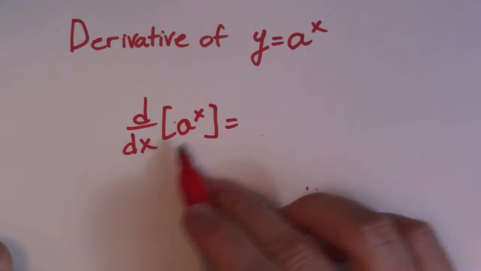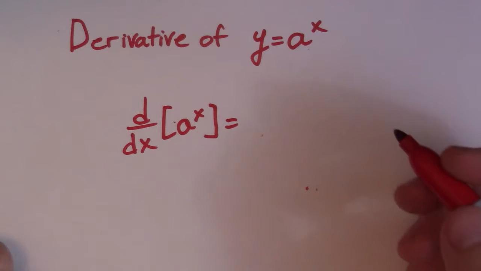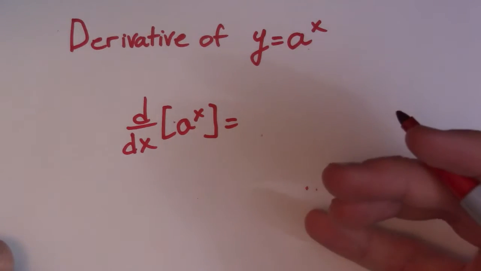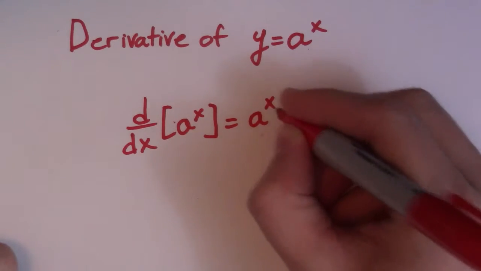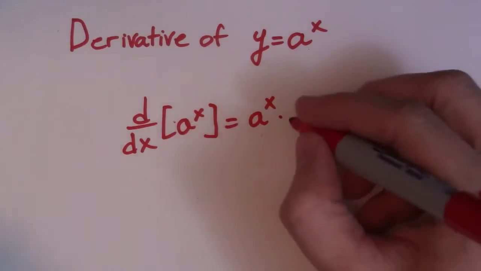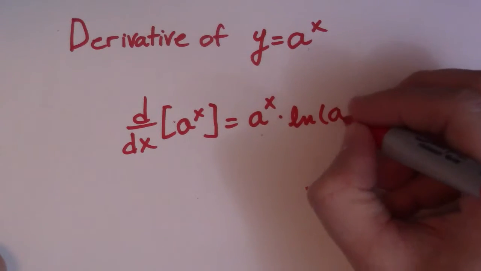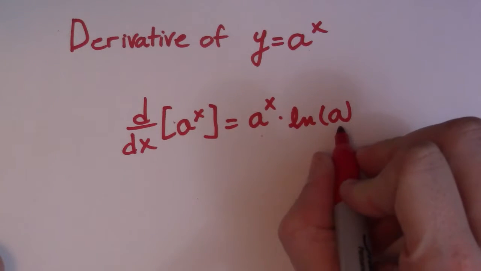So the derivative of this guy is very similar to the derivative of e to the x. So if you know the derivative of e to the x, it's e to the x. Well, the derivative of a to the x is a to the x. The only part that's different is we need to add in or multiply in this ln of a. So whatever is the base, we multiply by the ln of it.